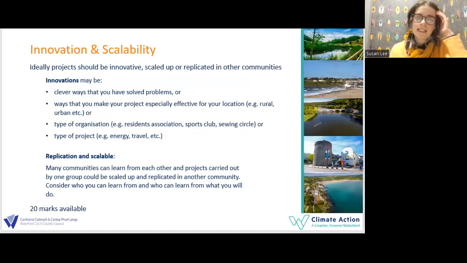Now, ideally, when you're planning your project, think: is it innovative? Can it be scaled up or replicated? Many projects I've seen so far, because I've met a good few groups, I can honestly say many of them could be replicated or scaled up. So this is a great thing to be able to say your project could do.